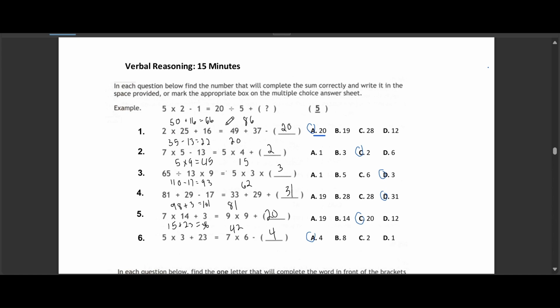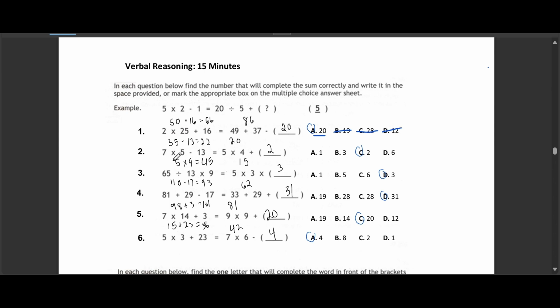Now, on the other side, 49 plus 37 is 86. So 86 minus what number gives us 66? 86 minus 20 equals 66. So option A is correct. If we try option B, 86 minus 19, that gives us 67, which is too high. Option C gives 58, which is too low, and option D gives 74, also incorrect. So the answer is A, 20.